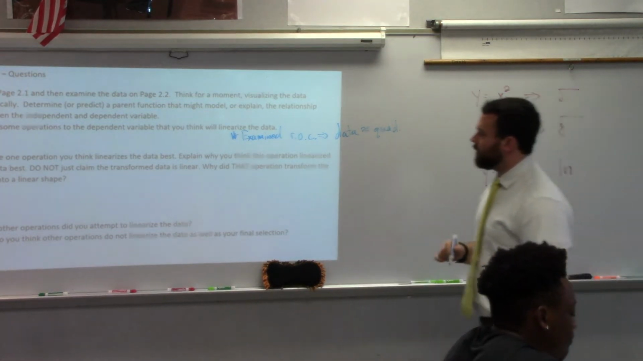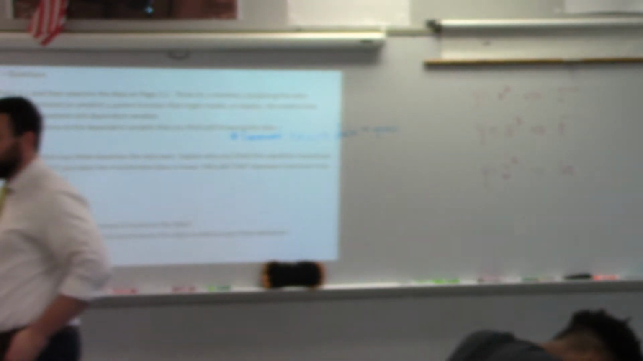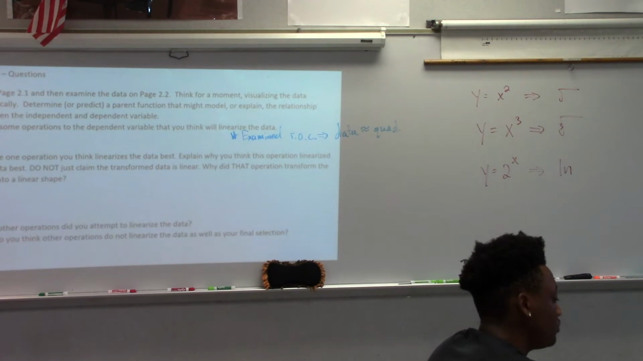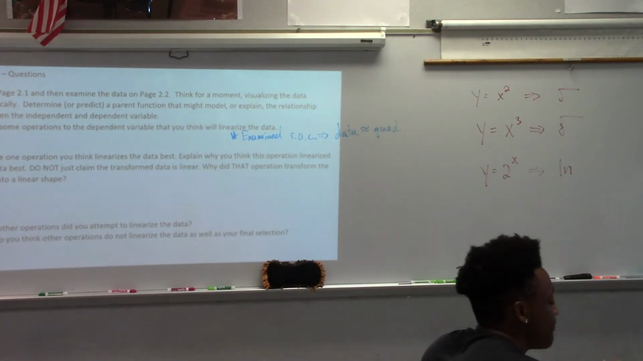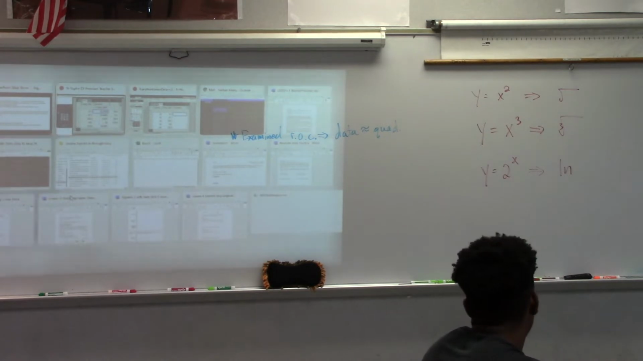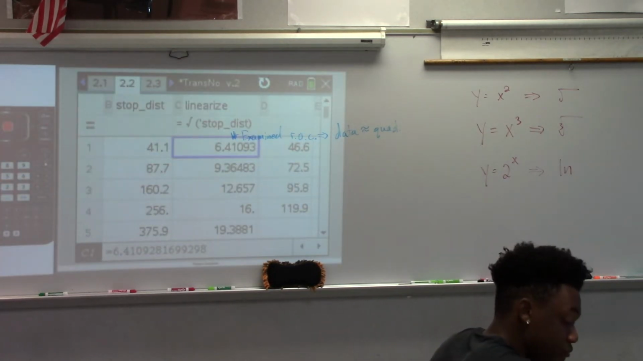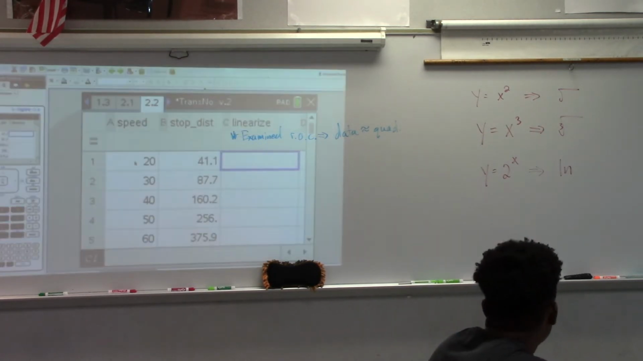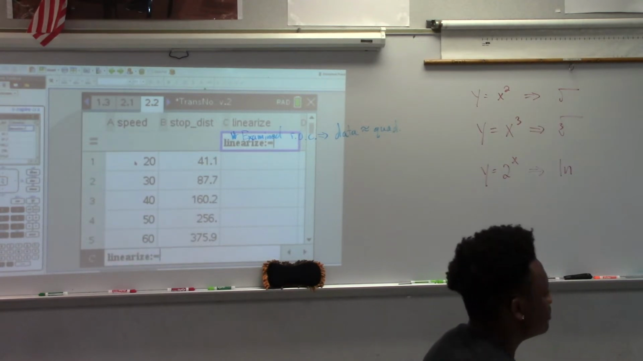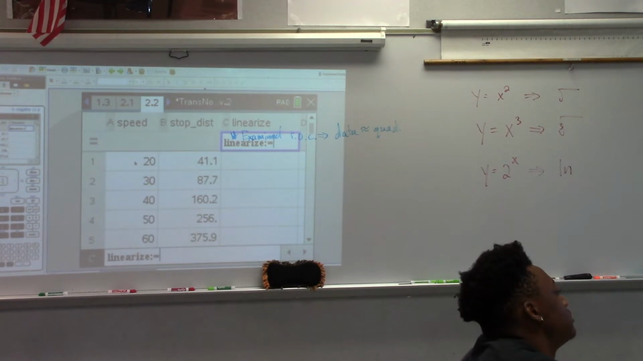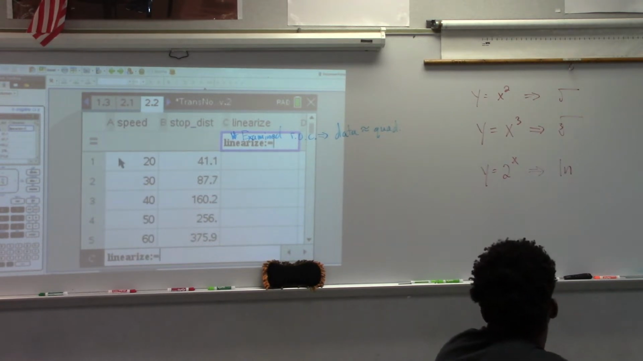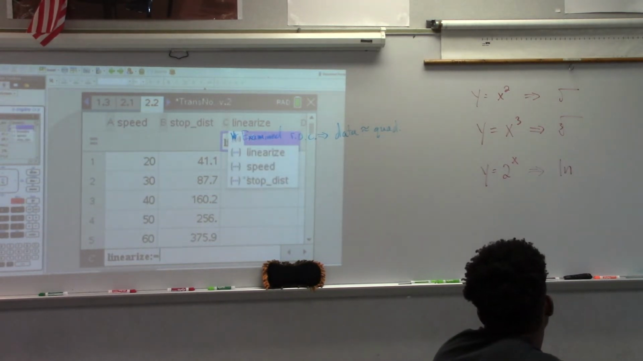So choose one operation you think linearizes the data best. Let's actually, I didn't have y'all do this, but I do want to point this out because y'all identified quadratic, and so you ended up taking the square root. Let's look and see what would happen if we didn't take the square root. Give me another operation that I could do other than taking the square root. Times. Okay, so I get times 2. So variable stopping distance times 2.